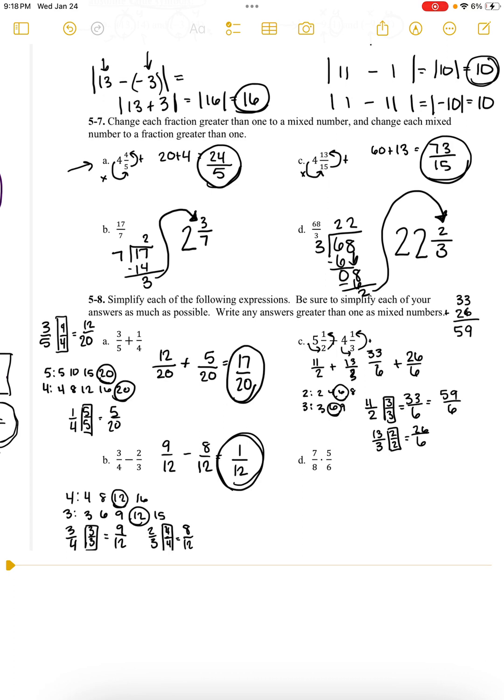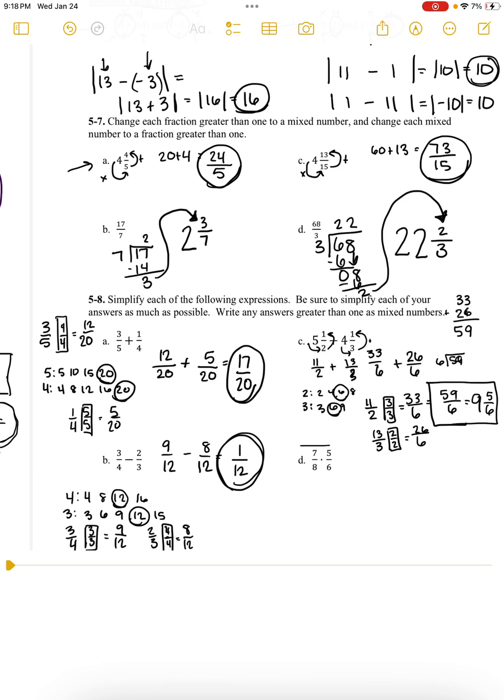Or I could figure out the mixed number. 6 goes into 59 9 times, because 6 times 9 is 54. 59 minus 54 is 5, so it's really 9 5/6 if I put it into a mixed number.